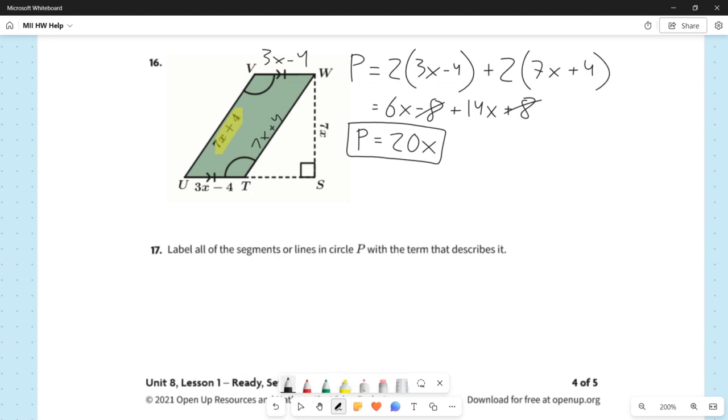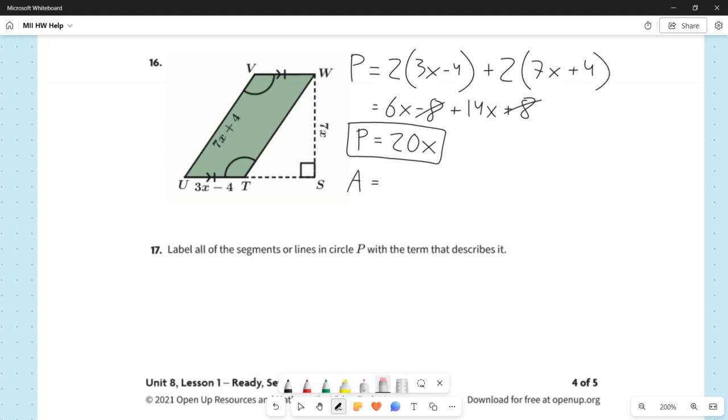The other thing that we were asked to find is the area. Just like a rectangle, the area of a parallelogram is base times height. Right? So the general formula does not change between a rectangle and a parallelogram. But you do have to make sure that you're using the correct base and using the correct height.